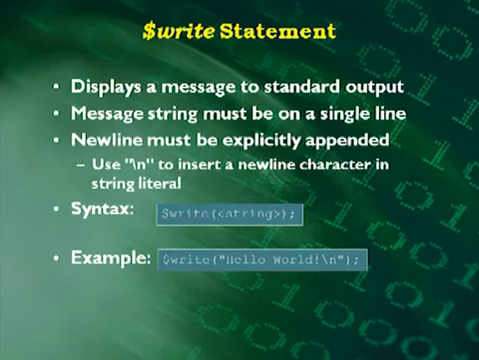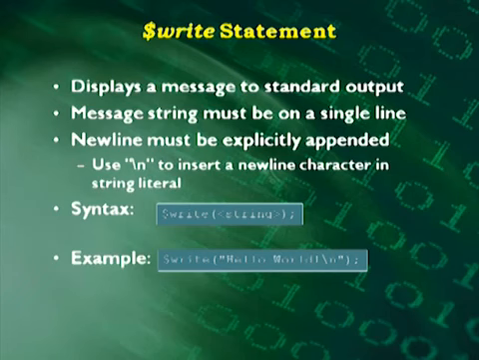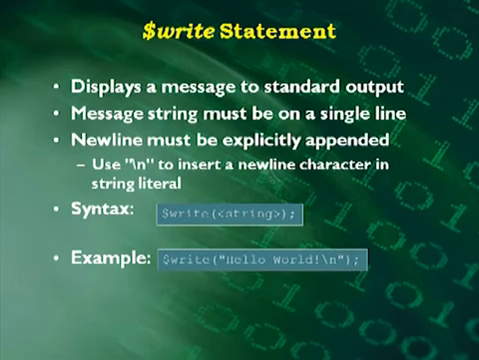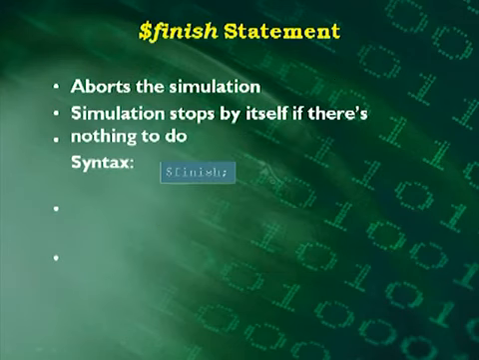Okay, let's look at a simple write statement. This is used to display a message to the standard output. The message string must be on a single line. A new line must be explicitly appended. You can use a \n to insert a new line character in the string literal. And so here's the syntax for write and an example. Okay, it's the hello world. We've all seen that in C.